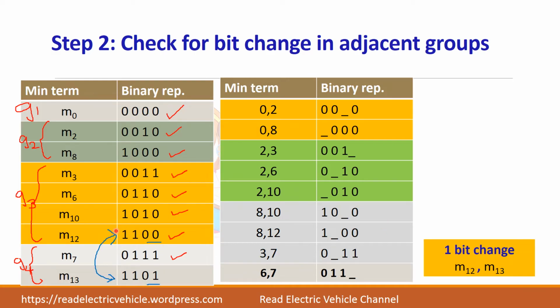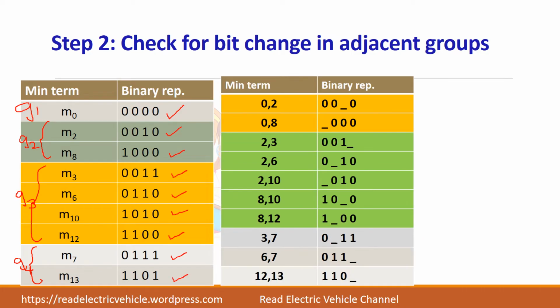Next, if you compare 10 with other bits, nothing is possible. So let us go to 12 and 13. Here one bit change is possible. So 12, 13 possible. So you have finished all the comparisons.